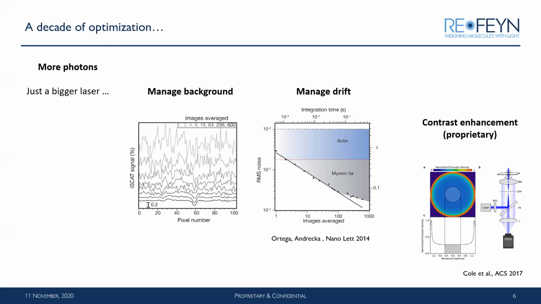There are also issues with the background and drift. And the most, I would say, important step happened 3 years ago, where basically it was understood how to enhance the contrast by reducing the reflectivity of the glass, or the signal of the reflectivity.